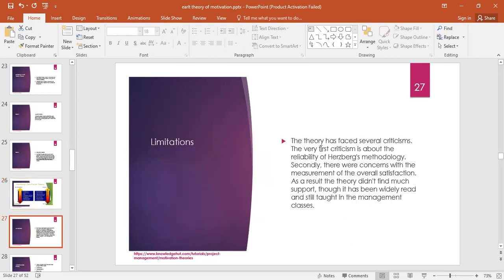Limitation: this theory has faced several criticisms. The very first criticism is about the reliability of Herzberg's methodology. Secondly, there were concerns with the measurement of overall satisfaction. As a result, the theory didn't find much support, though it has been widely read and is still taught in management classes.